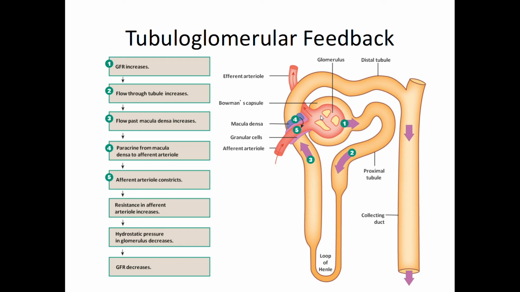So this is just this feedback loop: when the glomerular filtration rate goes up, the macula densa sends the signal to decrease the pressure in the glomerulus, decreasing the glomerular filtration rate.